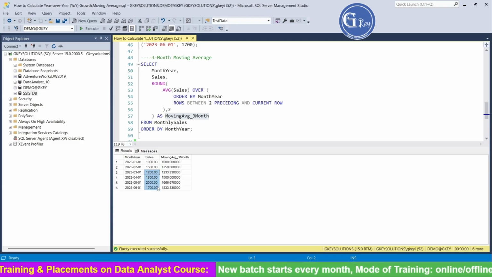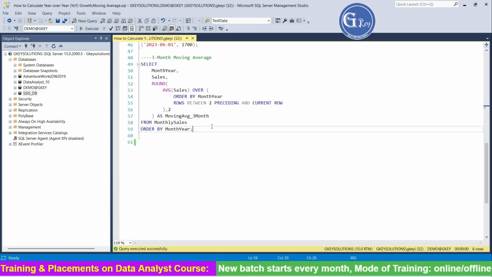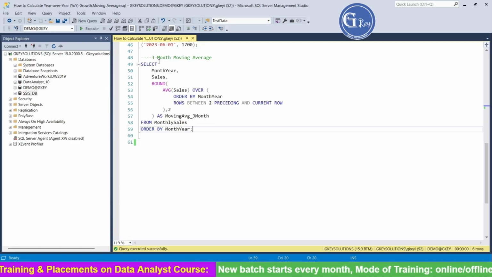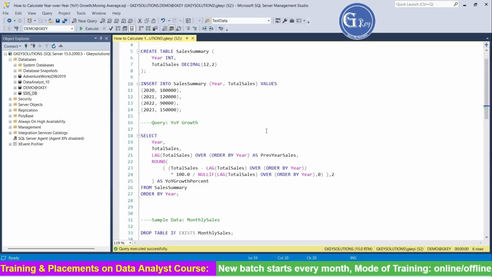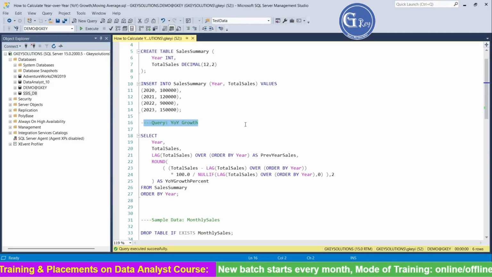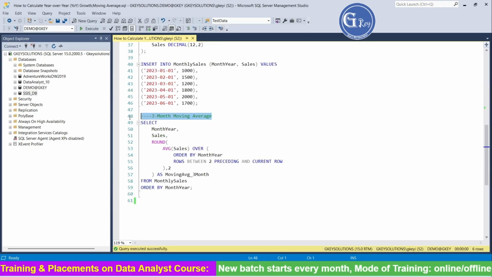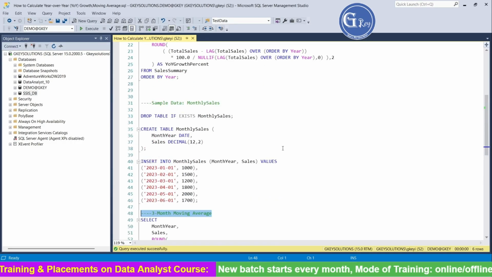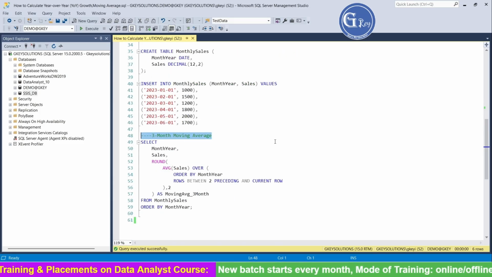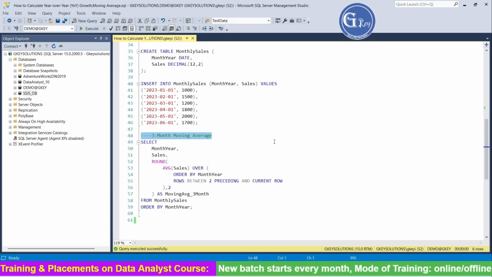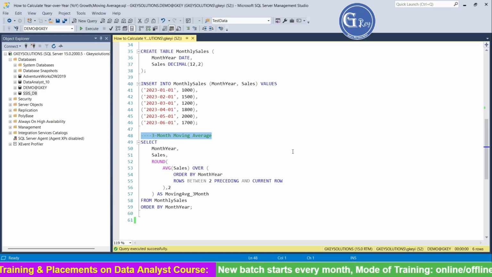In this way we create or get the values for the scenario of the 3 months moving average. I think we got some idea about the year over year growth query and the 3 months moving average query. We'll have these scripts in the description of our video. If you want, you can download and use them for your practical purposes.